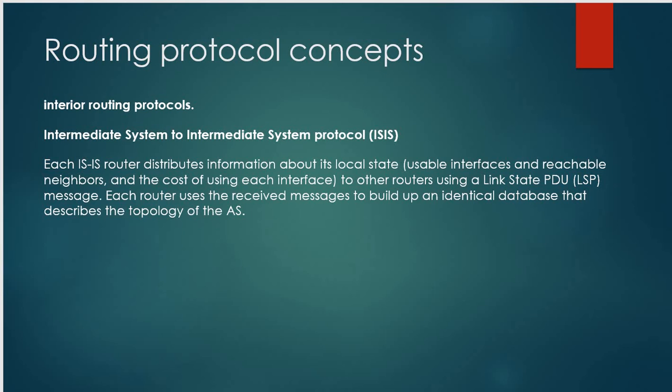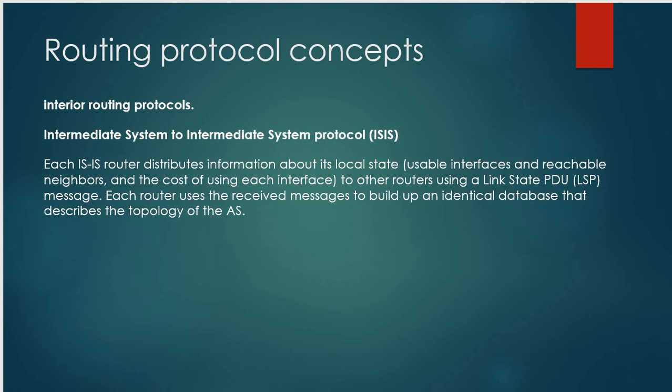Each ISIS router distributes information about its local state, enabled interfaces and reachable neighbors, and the cost of using its interface. Every router has different types of interfaces, logical or physical, and backup.